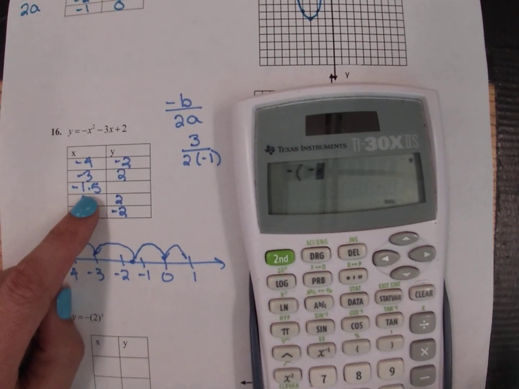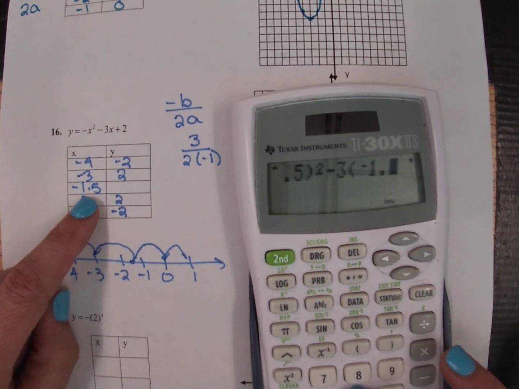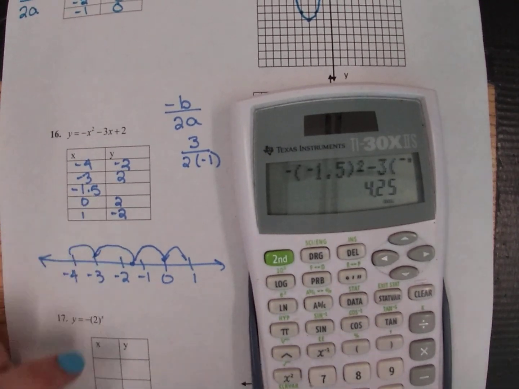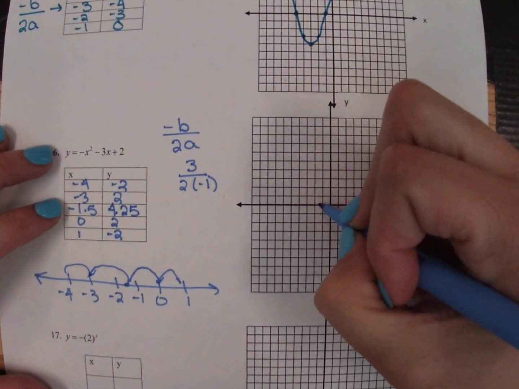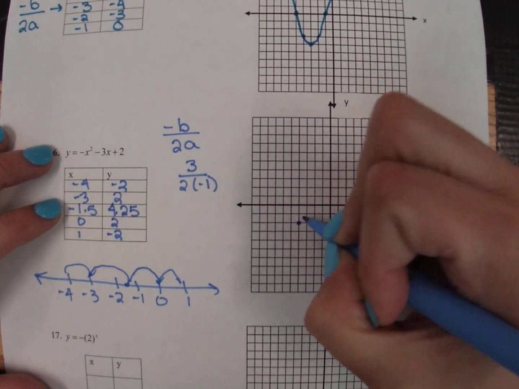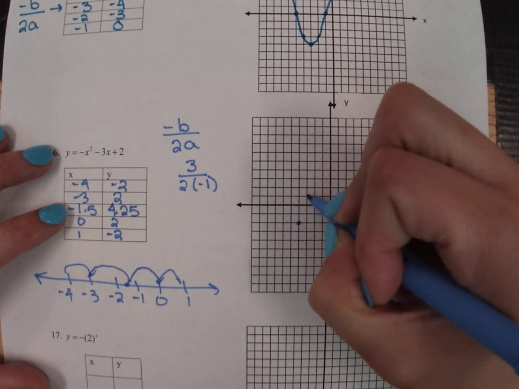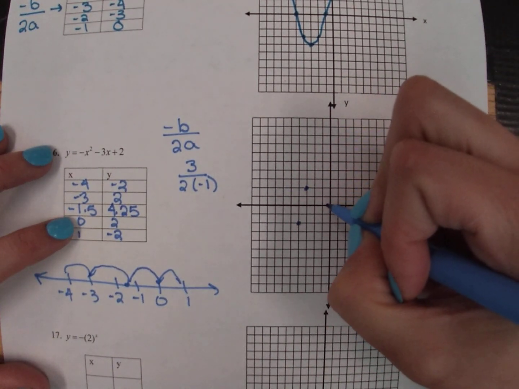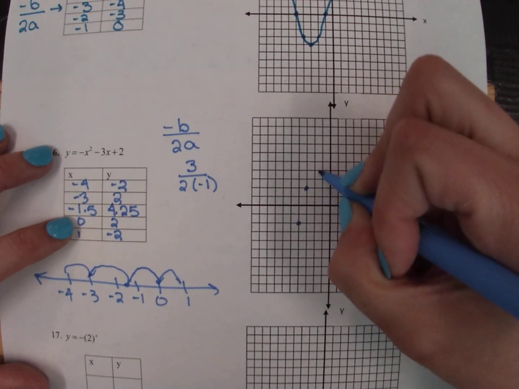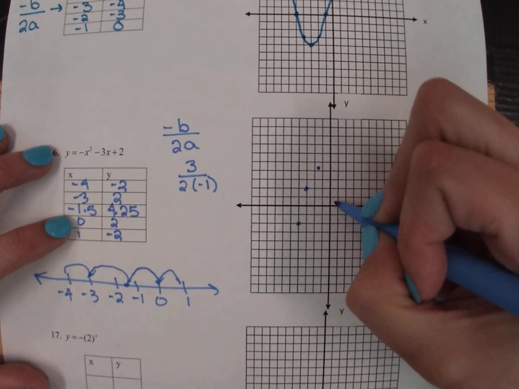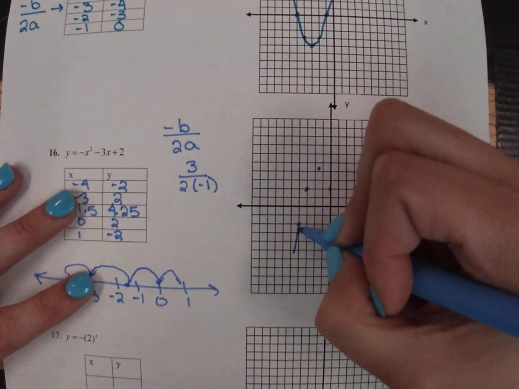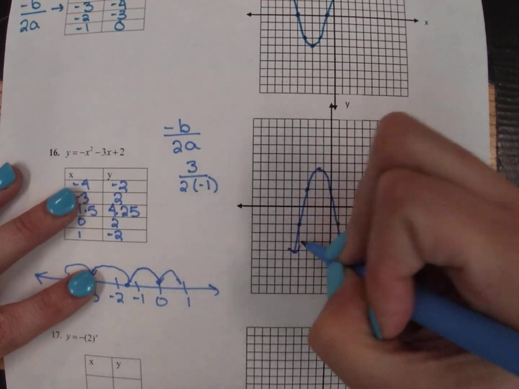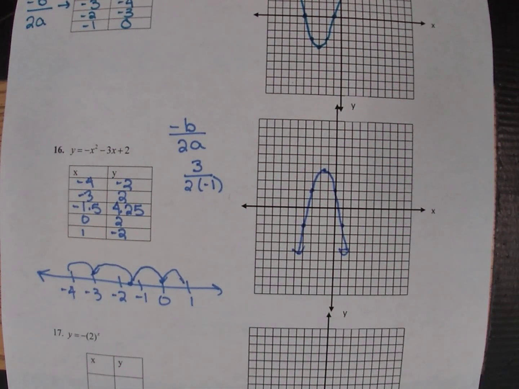So negative and then parenthesis, negative 1.5, close parenthesis squared, minus 3 times negative 1.5 plus 2. You get a 4.25. So we'll have negative 4, negative 2, negative 3, positive 2, negative 1.5, positive 4, and then a little bit more, 0, 2, 1, negative 2. And this should be a parabola opening down because a is negative 1. Okay, so there's our graph there.